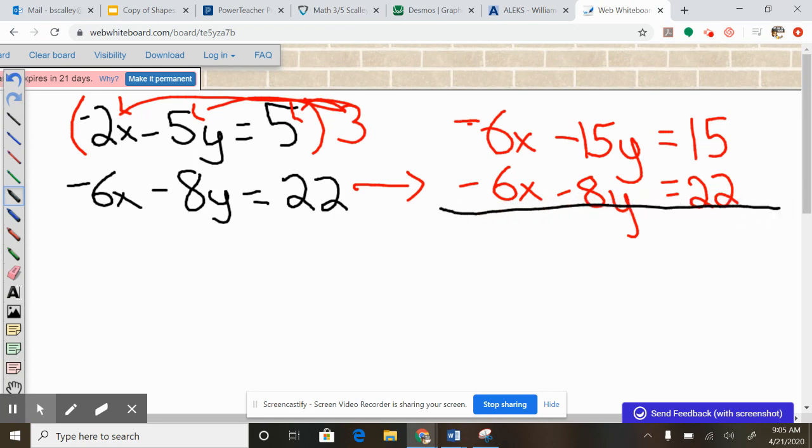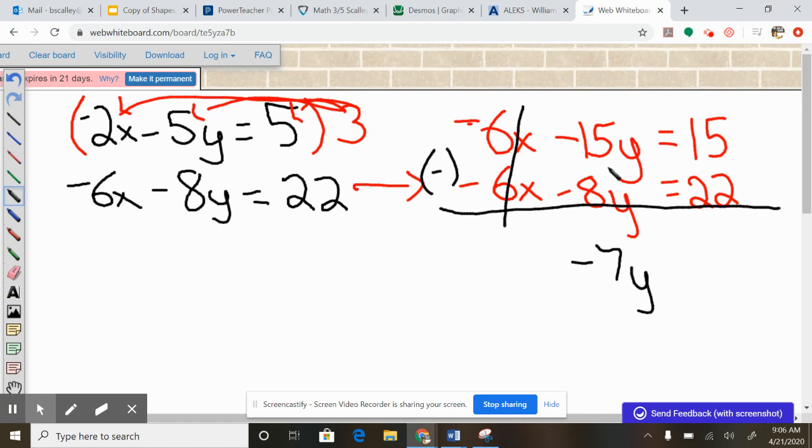So a -6x, I would have to subtract. And you have to think to yourself here, a -6x minus -6x. When you have minus negative, it turns into plus. So I'm really doing -6x plus 6x, which is going to eliminate. Then I have -15y minus -8y. So it's like -15y plus 8y, because the minus negative turns into plus. So that's going to give me a -7y.